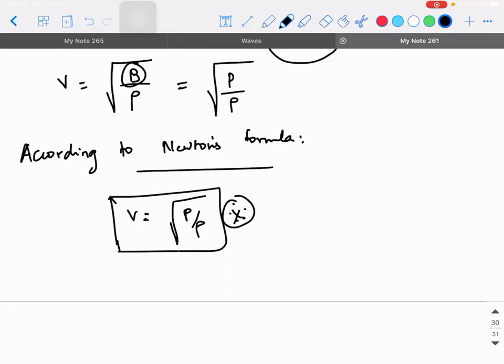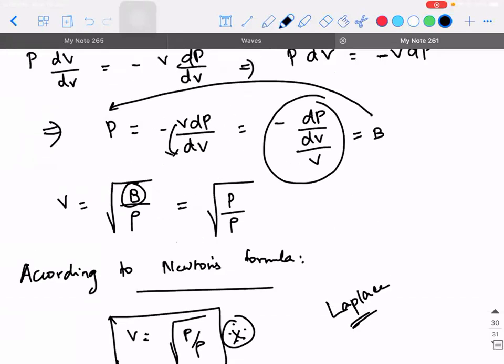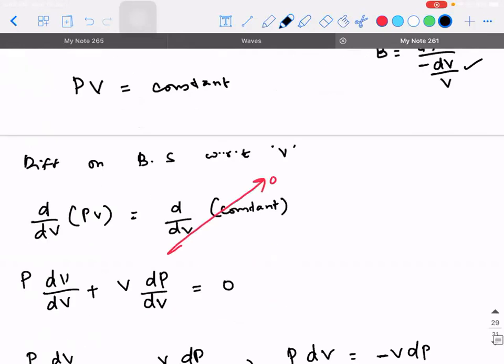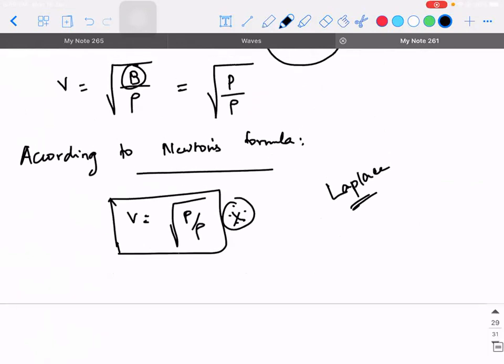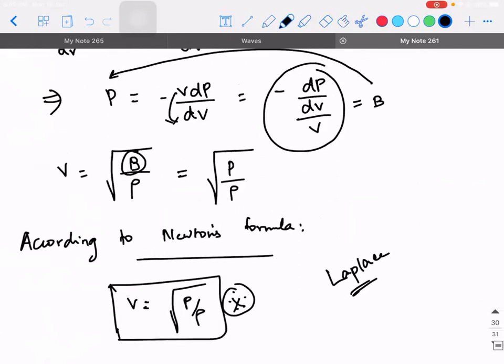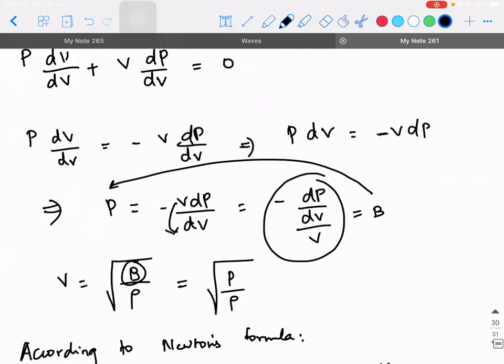Okay, it is root of P divided by rho. I hope you understood. But there is a mistake in this. This was later corrected by a scientist known as Laplace. He made some corrections in it. The only correction I'll outline: what did Newton assume? He assumed that sound travels in a gas medium under isothermal condition. But Laplace made a correction saying that it doesn't travel under isothermal condition, rather it travels under adiabatic conditions, which I will show in the next class. So till then, you can make a note of this. If there is any doubt, you can get it clarified now.